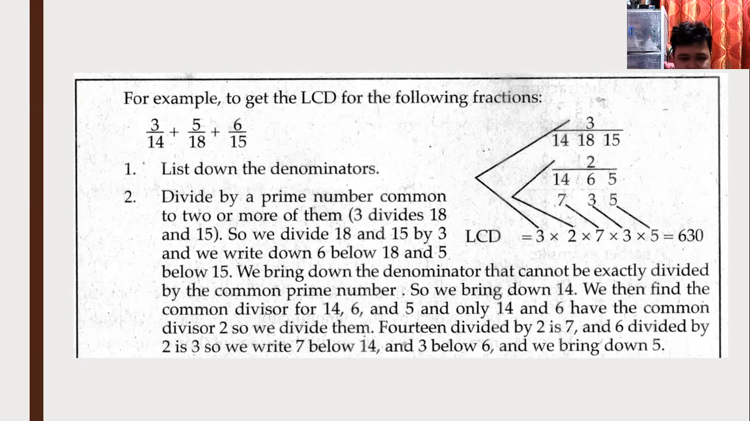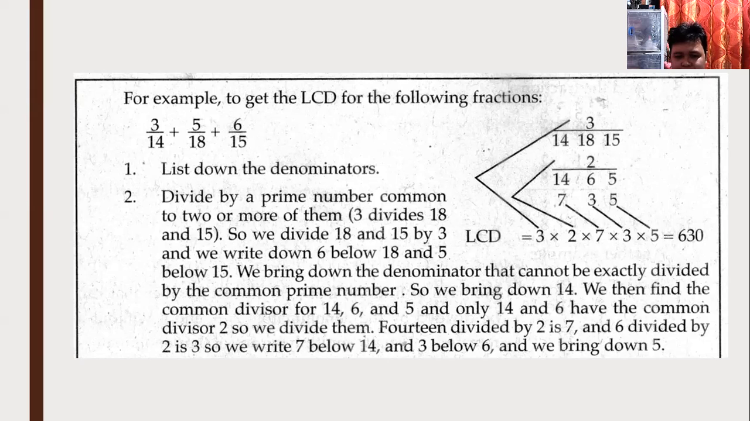So, ang ginawa natin, we divide 18, 15, and 3 and write down 6 below 18 and 5 below 15. So we bring down the denominator that cannot be exactly divided by a common prime. So we bring down 14. Binaba natin yung 14, so nakatabi na siya ng 6 and 5. We then find a common divisor for 14, 6, and 5.